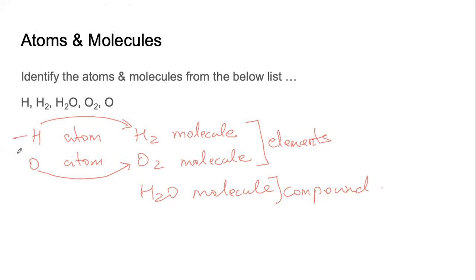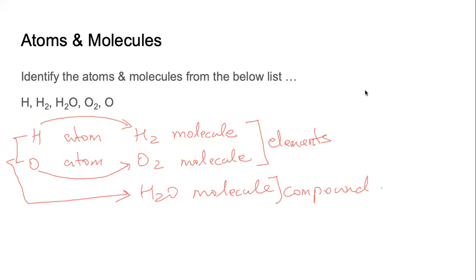And when atoms of different elements combine, another type of molecule is formed, because now these molecules will have different types of atoms, and these are molecules of the compounds. This is the difference between molecules of elements and molecules of compounds. We can also say that elements are formed of only one type of atom, whereas compounds are made up of at least two types of atoms.